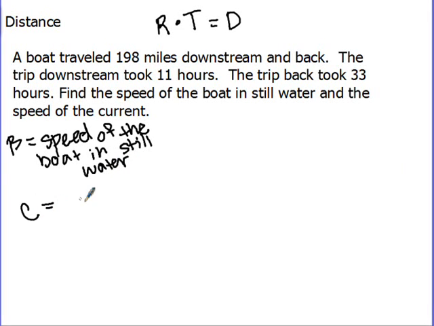And C can represent the speed of the current. Alright, so I'm traveling somewhere downstream and then back, right? The trip there and the trip back. So it looks like my distance is going to be 198 miles for both trips. It tells me downstream took 11 hours and the trip back took 33.